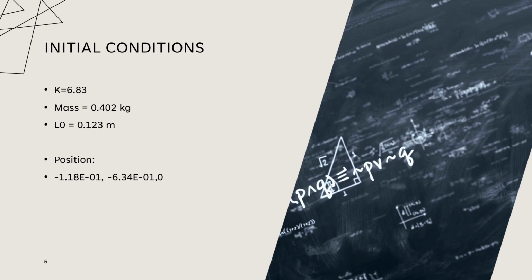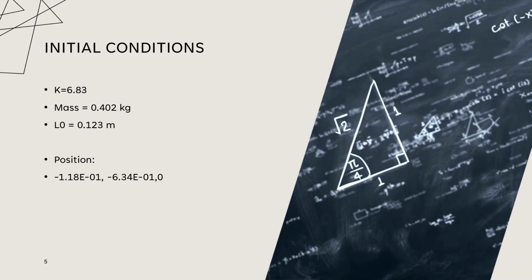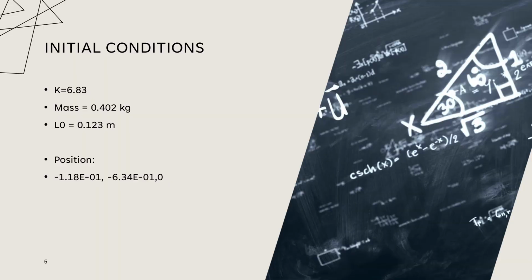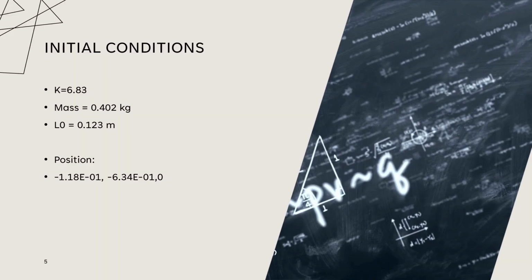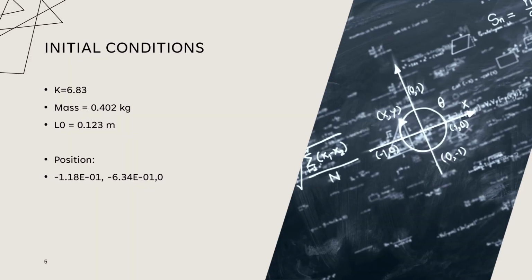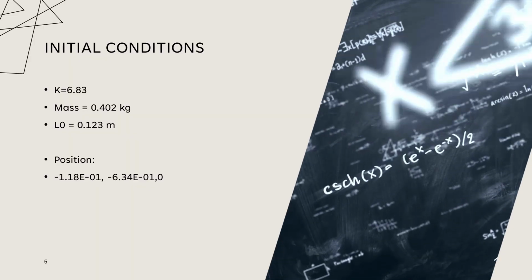So our initial conditions here were that the K value of the spring was 6.82 Newton seconds, the mass was 0.402 kilograms, the unstretched length of the spring was 0.123 meters, and the initial position as per the tracker data was negative 0.118 and negative 0.634.